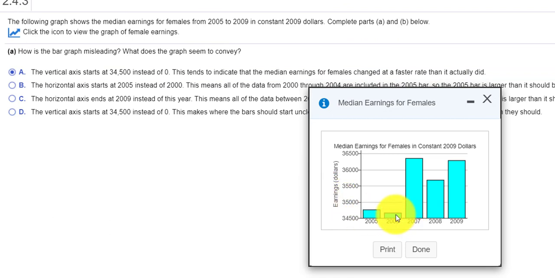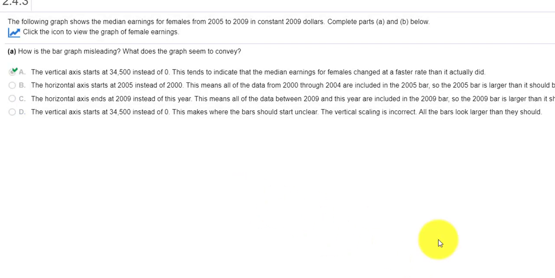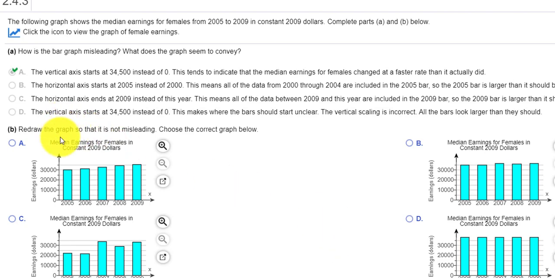It looked like the earnings from 2006 to 2007 changed significantly, but when you really look at the numbers, we're talking 34,500 to 36,000 and change. It's not that big of a difference. So I check my answer, we get the fantastic, and we move on. So it says redraw the graph.